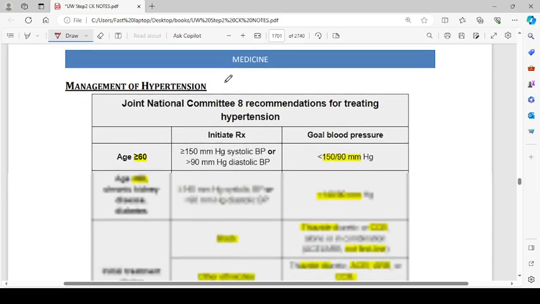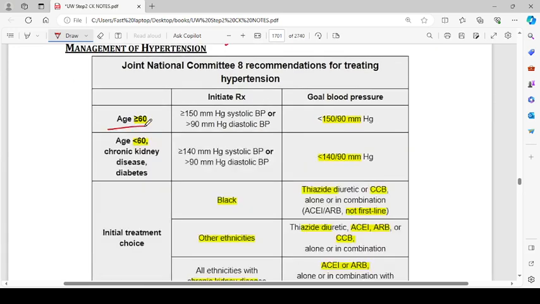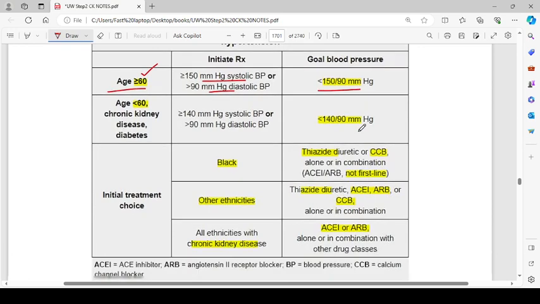Okay, management of hypertension. For the people who are more than 60 years of age, initiate the treatment for more than 150 millimeters of mercury systolic or more than 90 millimeters of mercury diastolic. The goal blood pressure in people more than 60 is less than 150 by 90. If the age is less than 60 and chronic kidney disease or diabetes, the treatment should be started at more than 140 systolic and more than 90 diastolic, and the goal blood pressure is less than 140 by 90.